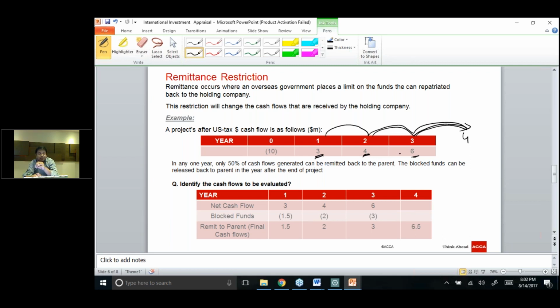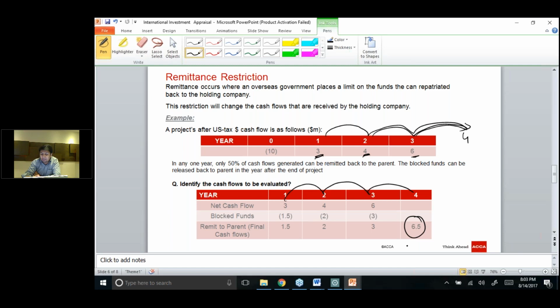In this particular example, you are allowed to transfer 50% of the cash flows to the parent company, and the remaining cash flows will stay with the subsidiary company. So you will transfer 50%, and it's a very basic example. In this example, cash flows are not being reinvested, but normally in the exam you will be given a question in which you have to reinvest the cash flows, year 1 cash flows for 3 years, year 2 cash flows for 2 years, year 3 cash flow for 1 year, and those reinvested cash flows will be remitted back to the parent company at the end of year 4.